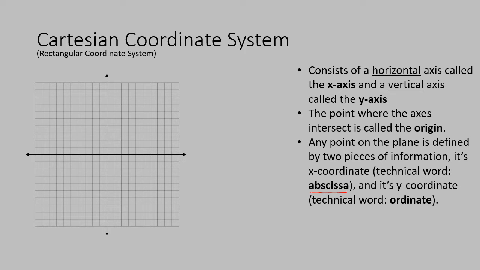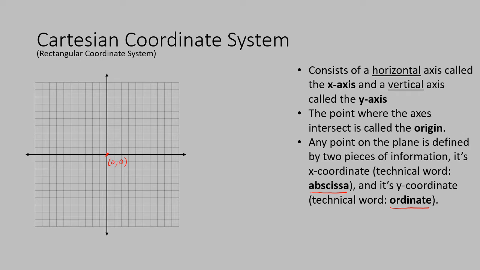That is a word that you will not hear very often. I have very high-level math students who don't know what that word is. And the vertical piece of information is called the y-coordinate, and the technical word for that is just the ordinate. Together, they are two pieces of information, or coordinates. The place on the Cartesian coordinate plane where the x-axis and the y-axis intersect, right here, is called the origin, and the coordinate point of the origin is (0, 0), because at the origin you have gone precisely nowhere in the x direction and nowhere in the y direction.